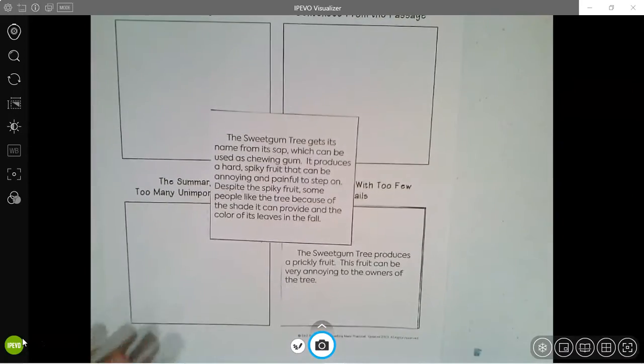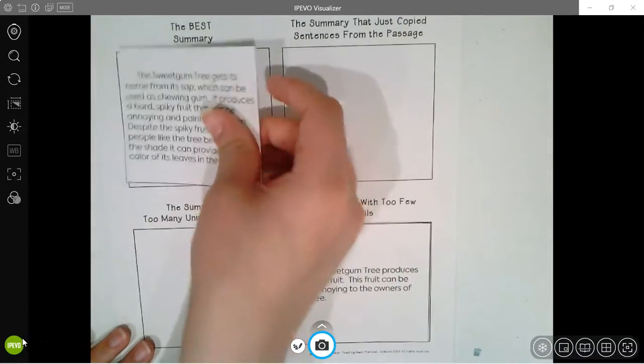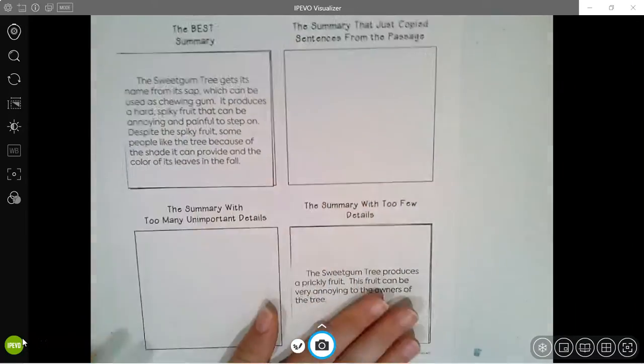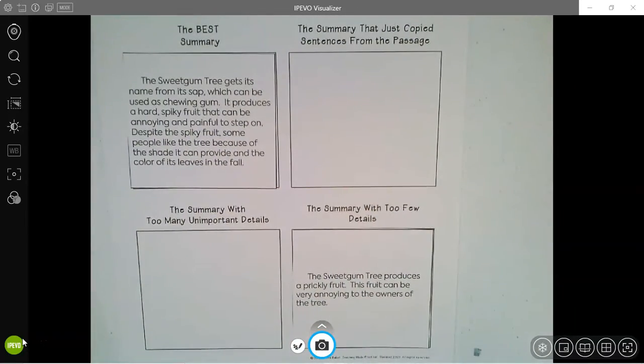I like that one, and everything in there is from the passage. I don't think any of it was copied sentence for sentence. So let's put, I think, we're not going to glue it down yet, but I think this one's going to be our best summary. I'm not going to glue it down yet because we may have to change our mind. Let's look at this one.